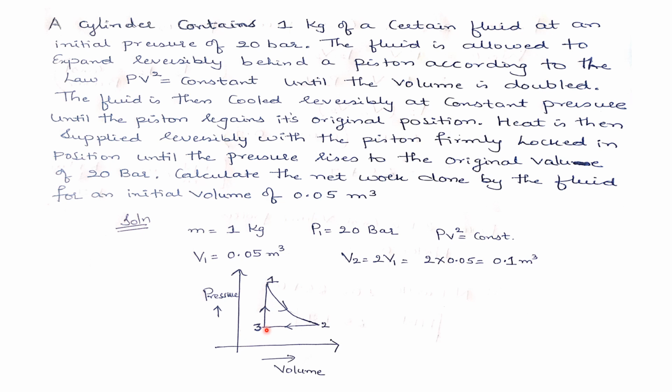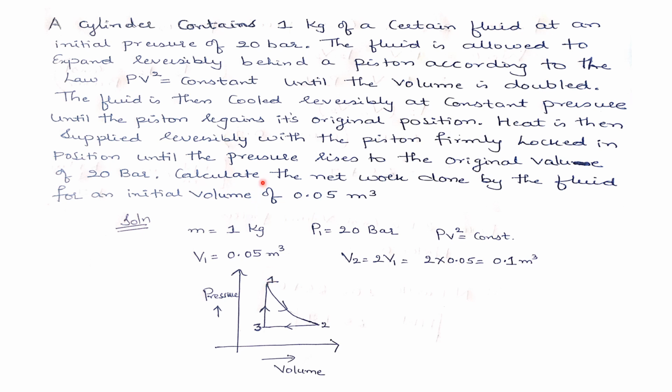So this is my original position here. That means we have three processes. Process 1 to 2, process 2 to 3, and process 3 to 1. Process 1 to 2 is a polytropic process, process 2 to 3 is a constant pressure process, and process 3 to 1 is a constant volume process. Now we will solve the problem.